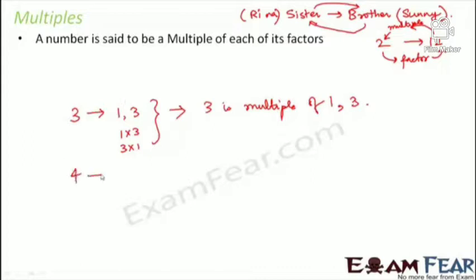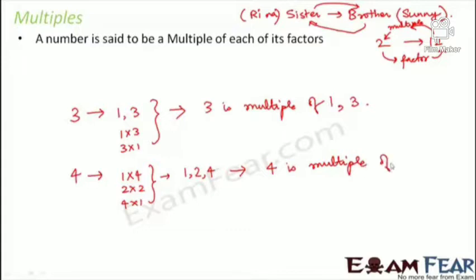Similarly, if you take the number 4, 4 can be written as 1 into 4, it can be written as 2 into 2, it can also be written as 4 into 1. So it has 3 factors, that is 1, 2 and 4. So that means that 4 is a multiple of 1, 2 and 4.